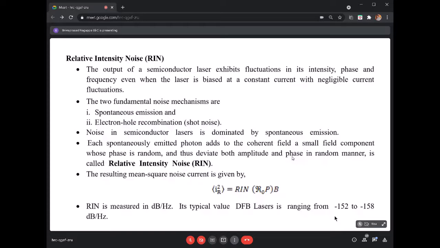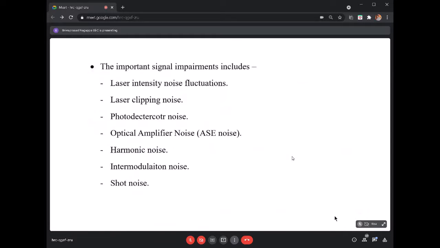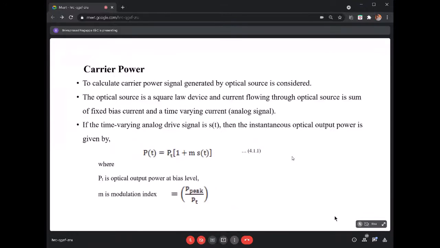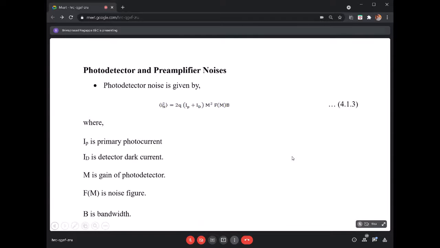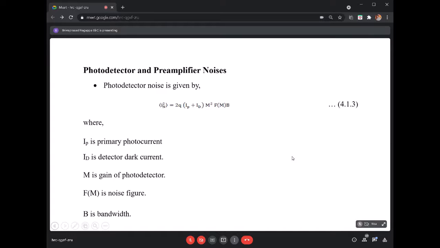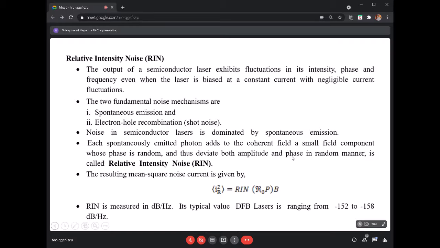all these things, right? So in the previous class we discussed this carrier to noise ratio, that is signal to noise ratio nowadays. Earlier it was carrier to noise ratio. Then later on we studied about carrier power. Then later on, we discussed the photodetector and pre-amplifier noises that are given by some equations. Now we are about to discuss the relative intensity noise. So what is this relative intensity noise?